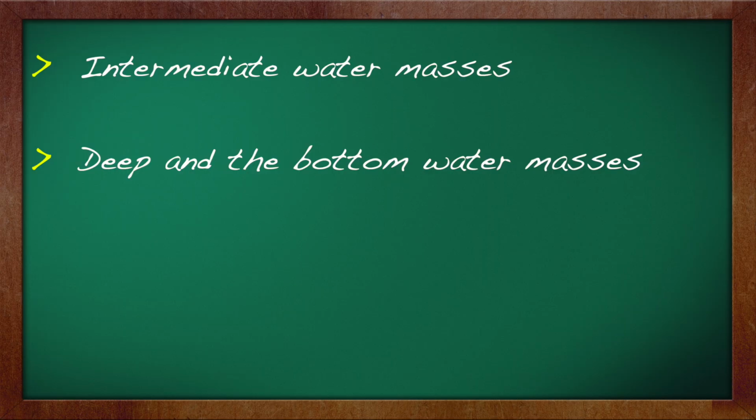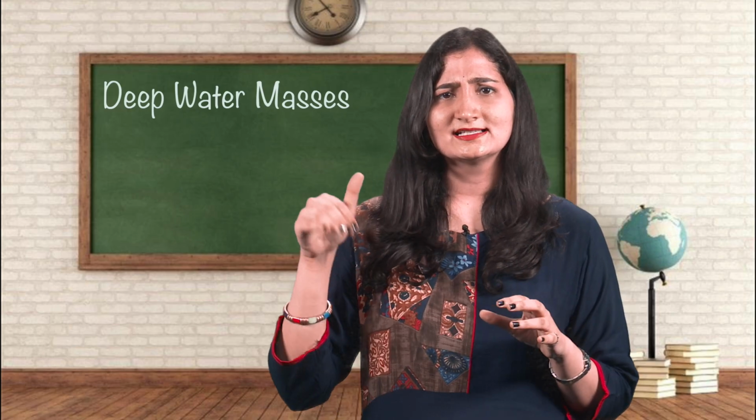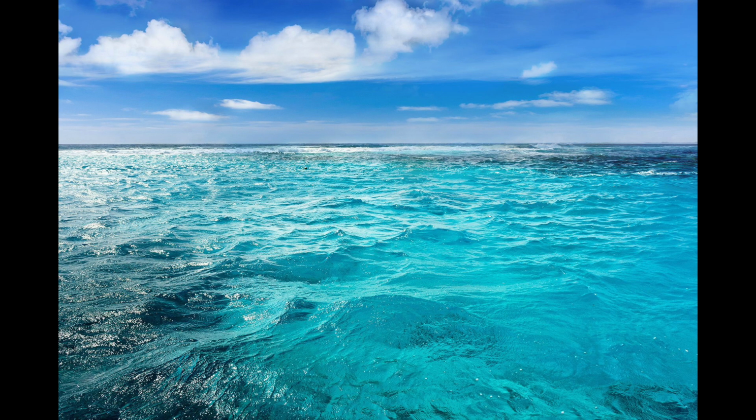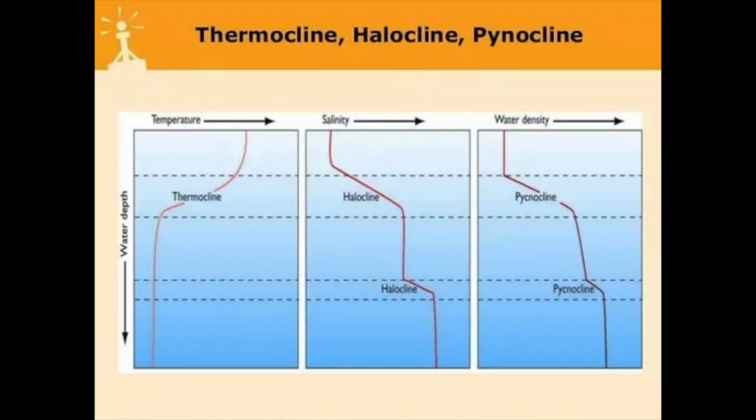Deep water masses. The deep water masses are classified into two categories: intermediate water masses and the deep and the bottom water masses. The intermediate waters, as they are called, are less dense than the bottom waters, so that they can sink to the intermediate depths only. These water masses are found in all the major oceans of the world at high latitudes. According to Sverdrup, at the Antarctic convergence, water of low salinity and low temperature sinks.